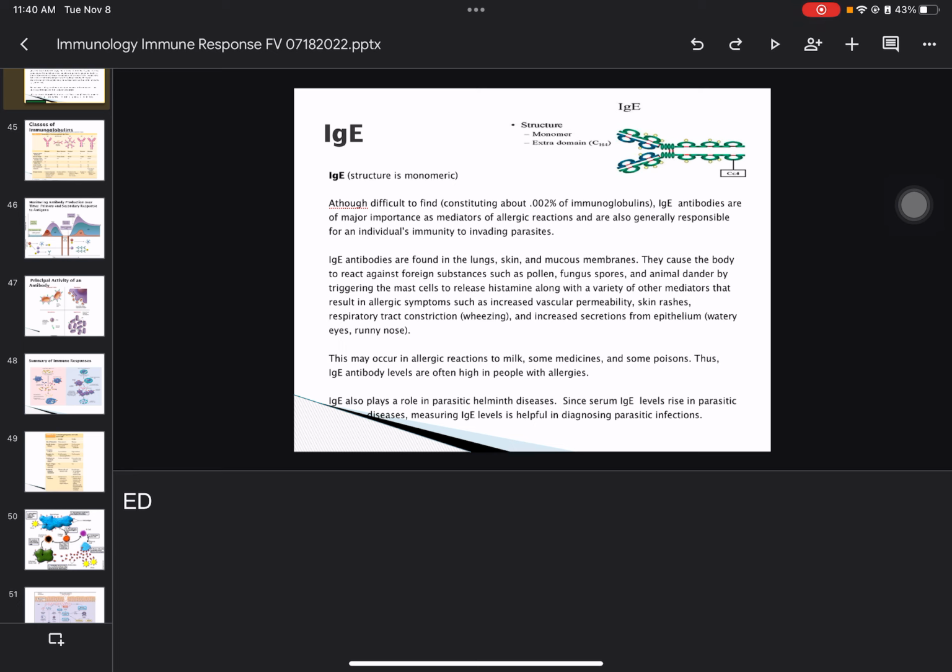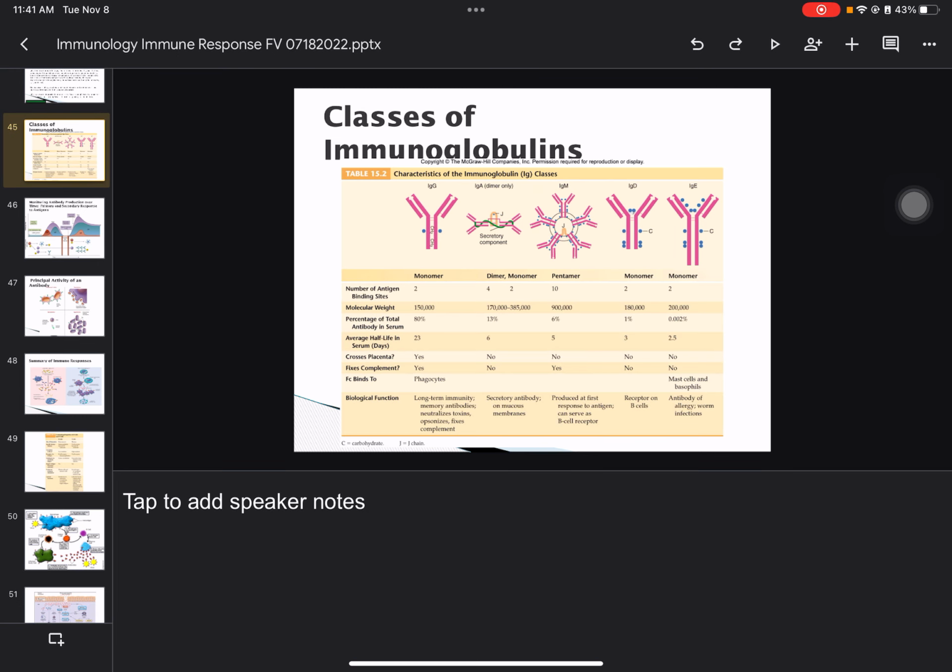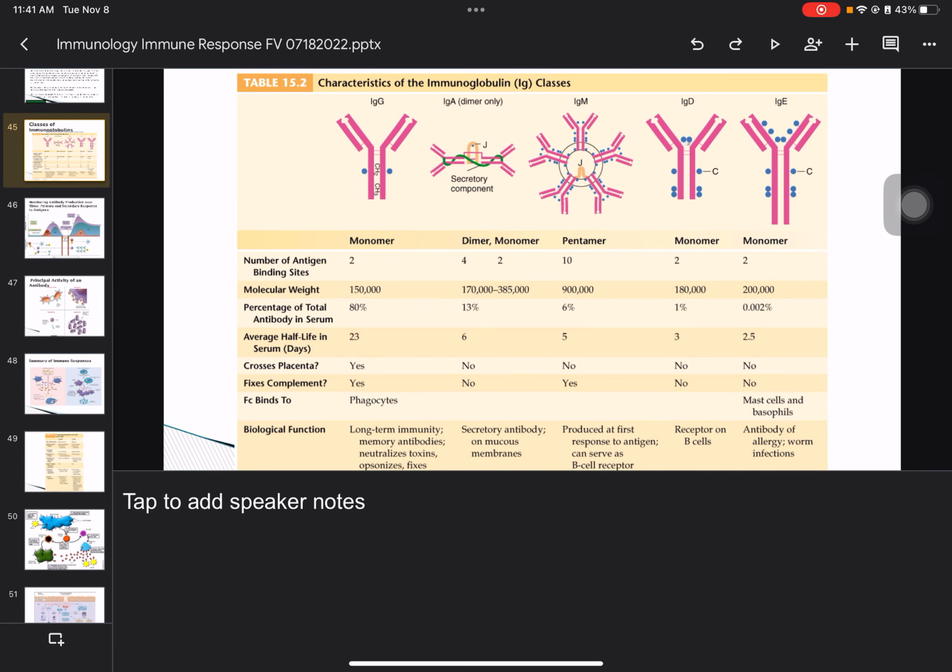So I did want you to see this. I'm not going to expect you to know the morphology of all the different immunoglobulins, but I just wanted you to see how much of them are in the serum. So IgG. Remember, I said IgG was the most important. Well, look, it's 80% of the serum immunoglobulins. Here's IgA, 13%, IgM, 6%, IgD, 1%, and look at IgE, 0.002%.